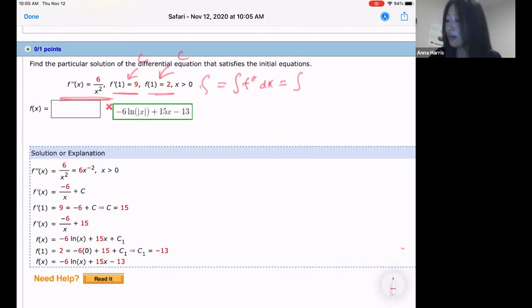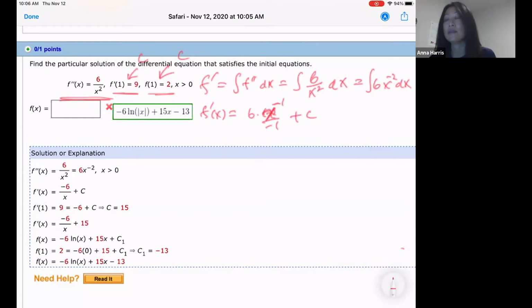All right, it gives me f prime, right? When you take the antiderivative of f double prime, it gives me f prime, right? So I'm going to put it in. So 6x to the negative 2 dx. So I find that f prime of x is equal to 6 times x to the negative 1 divided by negative 1, plus c. Or I can rewrite it as negative 6 over x plus c.